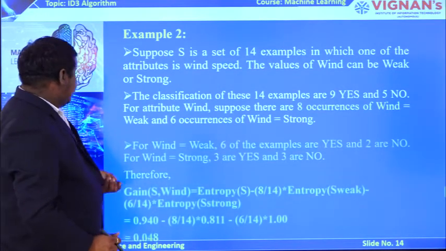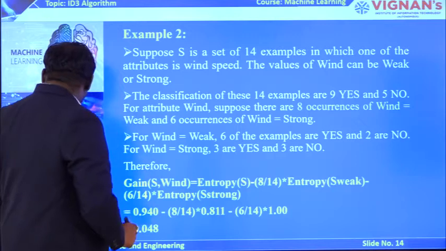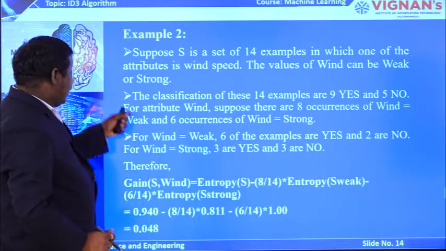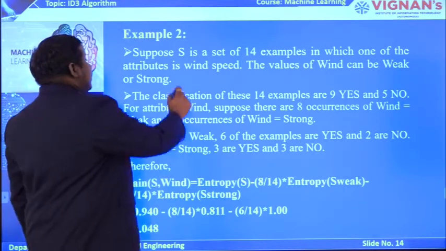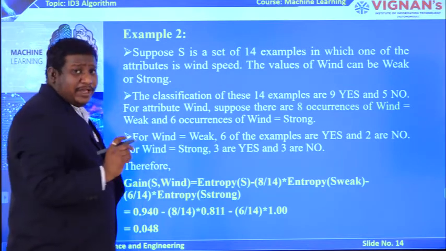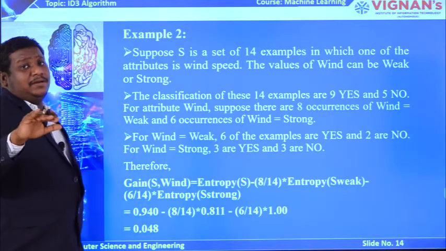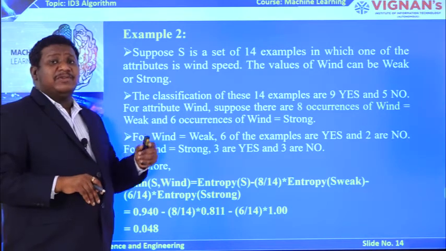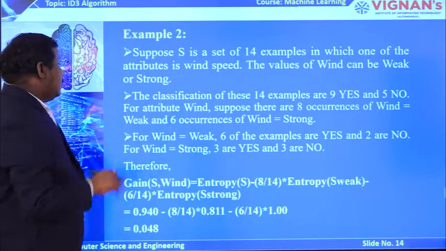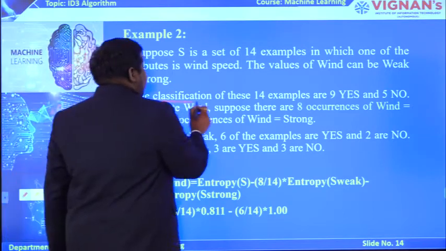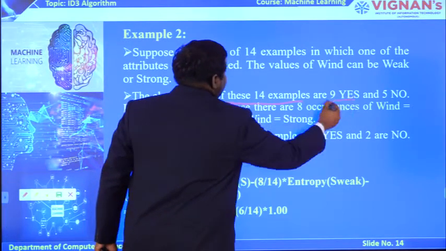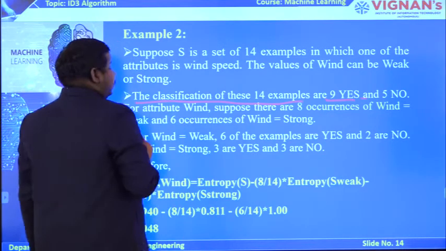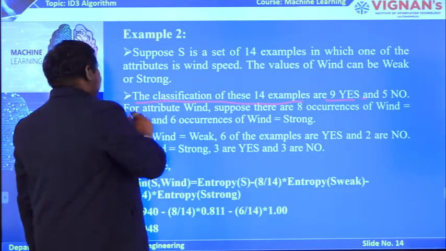Now, let us see another example, so you can understand more clearly how entropy and gain can be calculated. Suppose S is a set of 14 examples, where 9 are yes and 5 are no values. The classification of these 14 examples is 9 yes and 5 no. So, that is the basic condition we have.